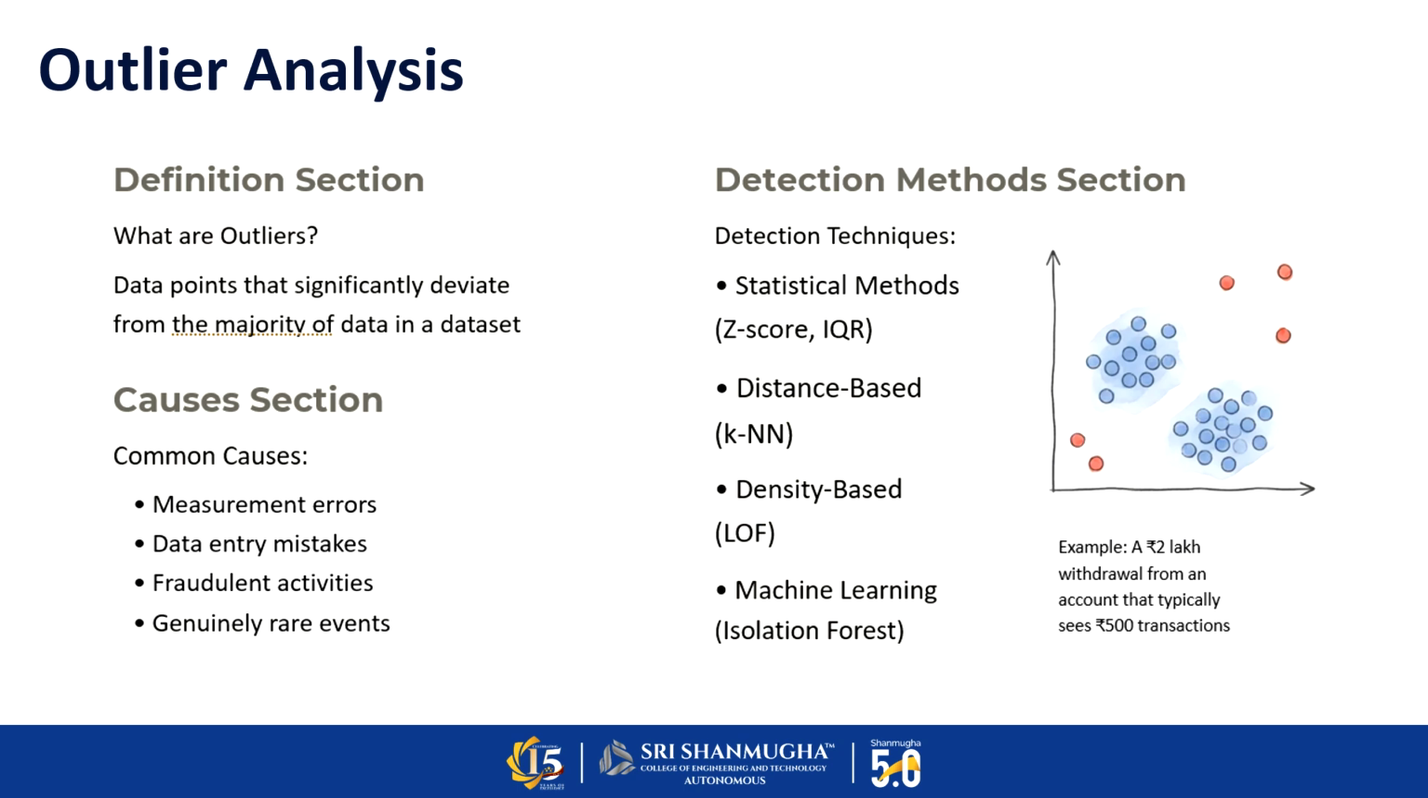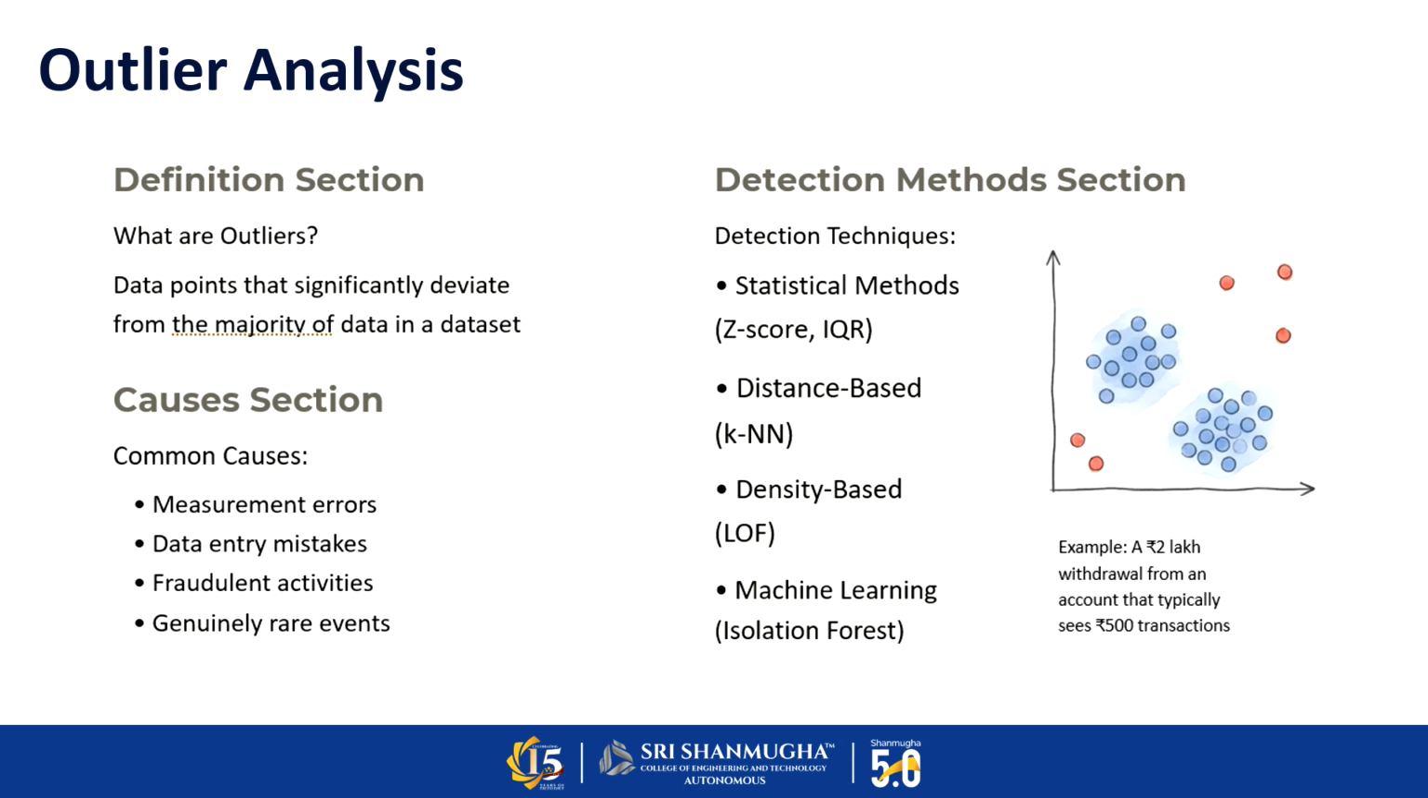So what are the detection methods? Statistical method, distance-based method, that is KNN, density-based method, LOF, local outlier factor, and machine learning methods. The best example is a bank account that typically sees transactions of 500 per day. Suddenly, a 2 lakh withdrawal appears. This single transaction is isolated, far from the cluster of normal 500 transactions. See, every day there was a transaction of only rupees 500. Suddenly there was a withdrawal of rupees 2 lakh.